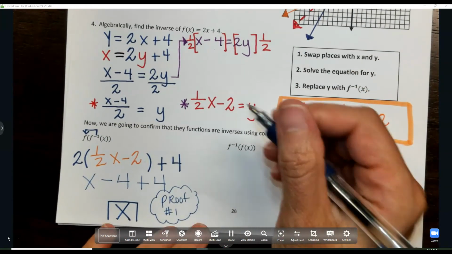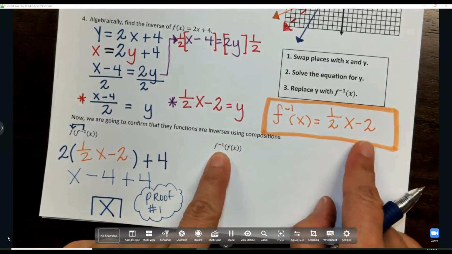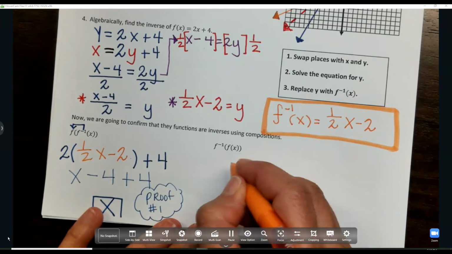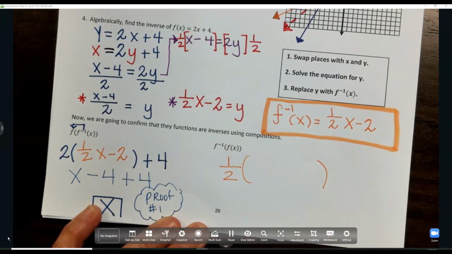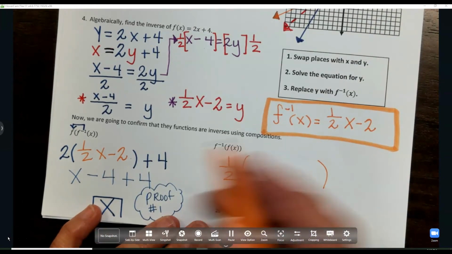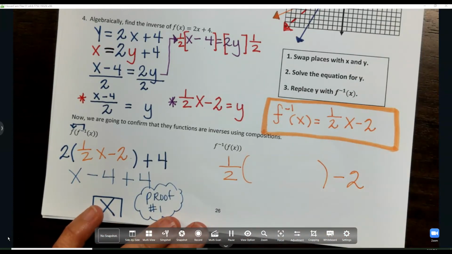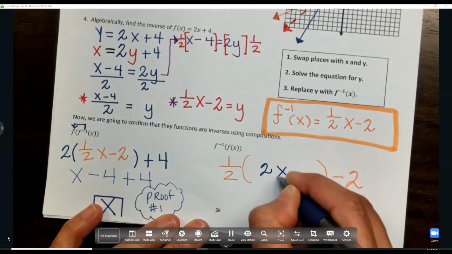this time I'm going to switch the order, guys. This time I'm going to take the inverse, which is 1/2 x minus 2, and I'm going to dump in the original for the letter x. Watch how I write this. So I'm going to write 1/2 parentheses for the letter x minus 2. What goes in parentheses? The original equation. So we're going to put in 2x plus 4.